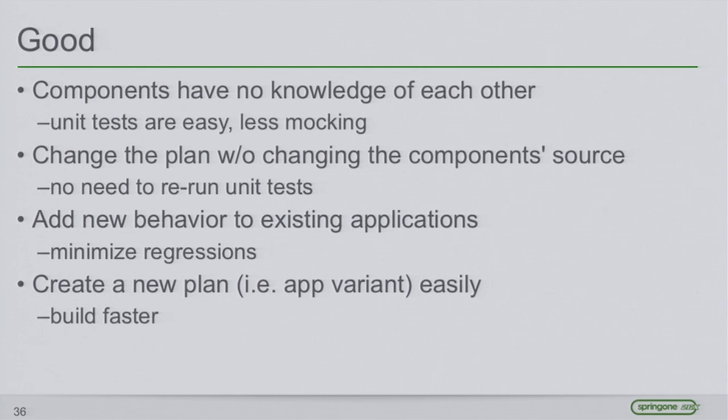So this feels better, right? The components have no knowledge of one another. We could write a new composition plan using an entirely different AOP library, and still the application works without changing the source code of the components. We didn't have to re-unit test everything, right? We know when we don't change source code that there's not going to be regressions. So that's a good thing. And like I said, you can actually end up building application variants more quickly.